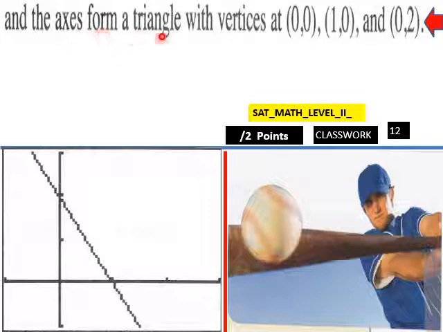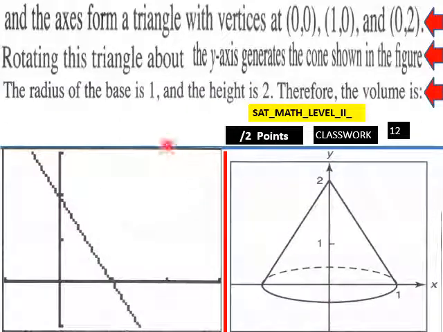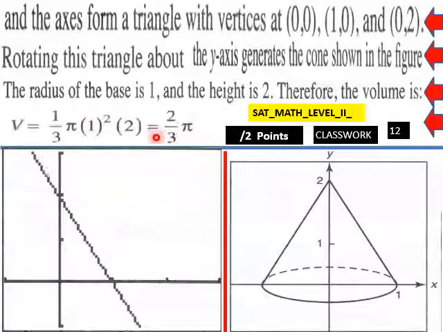And the axes form a triangle with vertices 0, 0, 1, 0, and 0, 2. Rotating this triangle about the y-axis generates a cone shown here. So it circles around like this on the base, and that would be your cone right there. The radius of the base will be 1, so we got a radius here of 1. And the height would be 2. Therefore, the volume equals 1/3 pi r squared times the height, which is 2, which will become 2/3 pi for the volume of this cone.